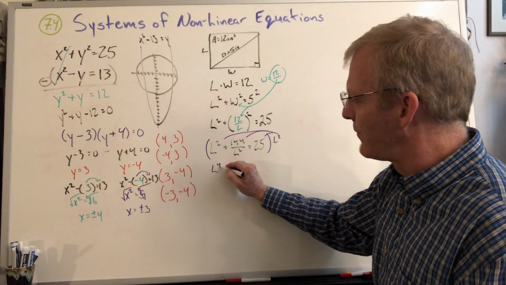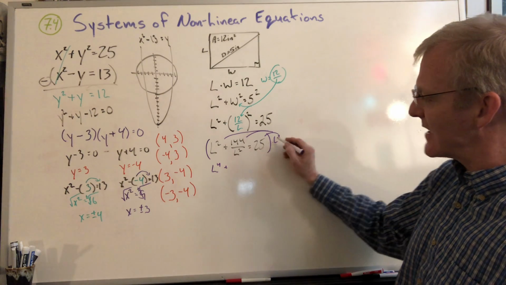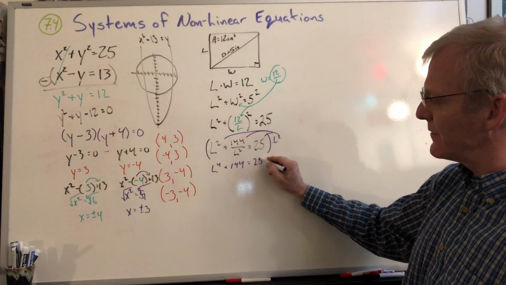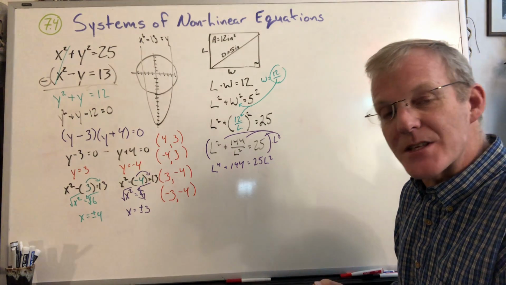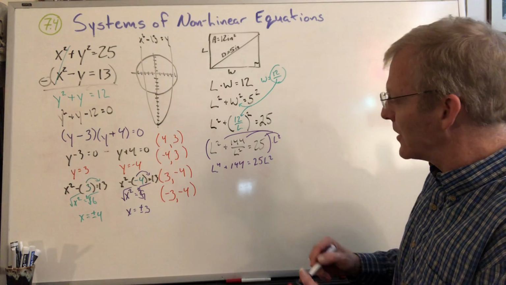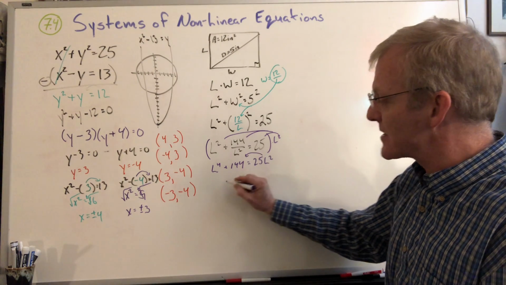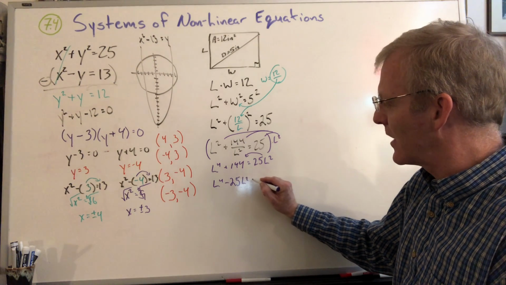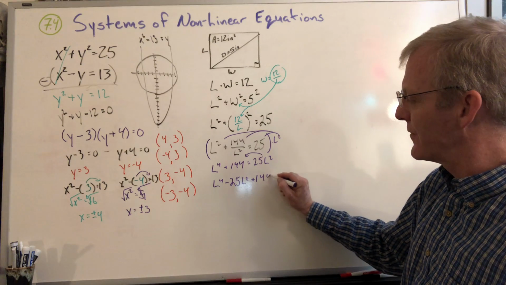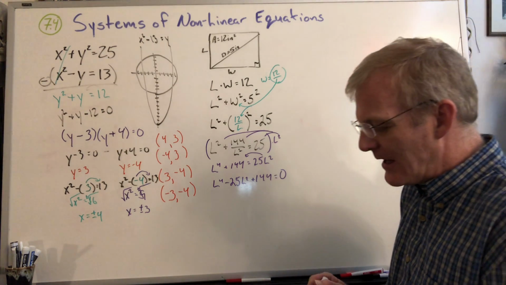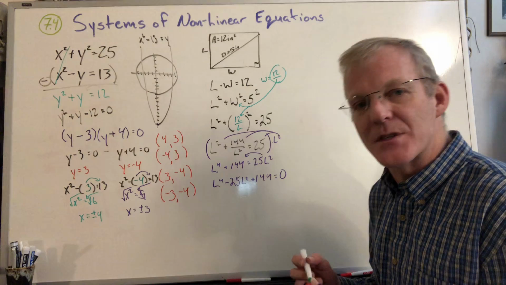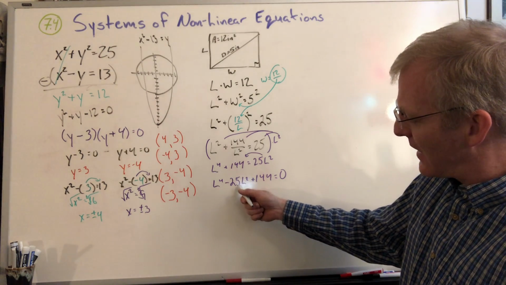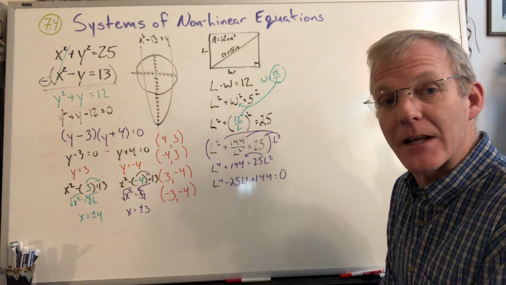This gives us L to the 4th plus, now this cancels, 144 equals 25L squared. So this is a quadratic-like equation. So all we're going to do now is move this 25L squared over there by subtracting: L to the 4th minus 25L squared plus 144 equals 0. And now we would use that idea of variable substitution, if you remember that. See, this is something squared, half that power, and a constant. This is a quadratic-like problem.